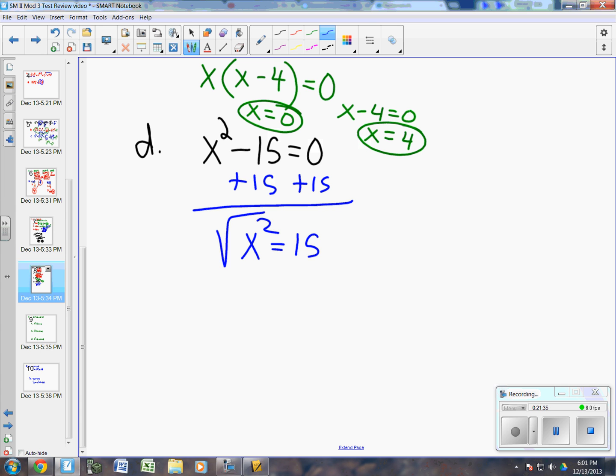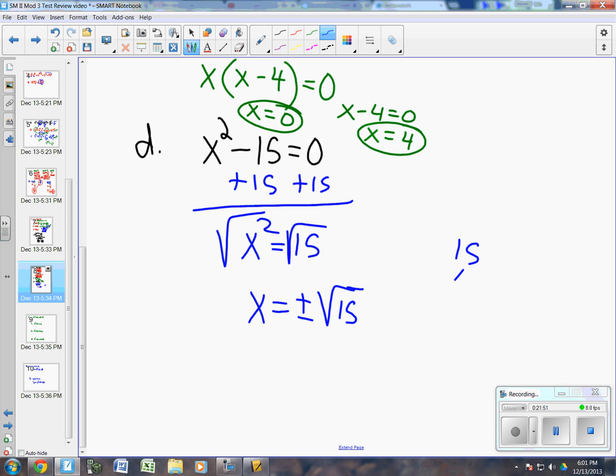Take the square root of both sides, and I get x equals plus or minus. Don't forget the plus and minus. Anytime you take the square root of x squared on one side, the other side is going to be plus or minus the square root of 15. Now, I need to check to see if that simplifies.